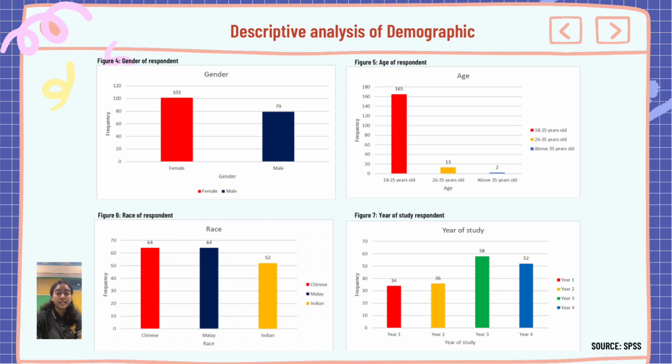Figure 7 shows the year of study of the respondents. The majority of the respondents are from the year 3 group, where the number of respondents is 58, while the second highest number of respondents are from the year 4 group, with 52. In addition, the total number of respondents for year 2 is 36, while the total number for year 1 is 34, representing a difference of 1.1% between the year 1 and year 2 students.